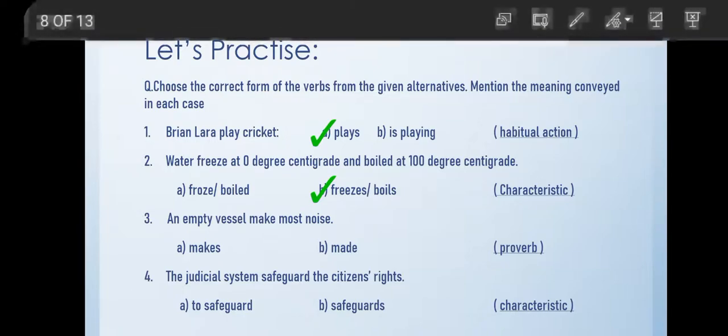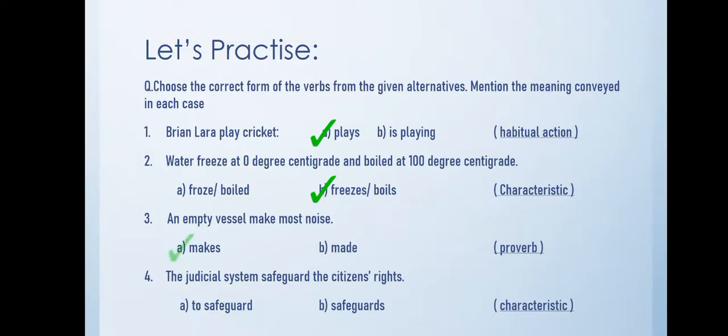Coming to number 4, the judicial system safeguard the citizens' rights. Here this is also a characteristic, and we have to choose the verb form which is in simple present tense. So it will be option B, the judicial system safeguards citizens' rights. Now let's move to the next slide.